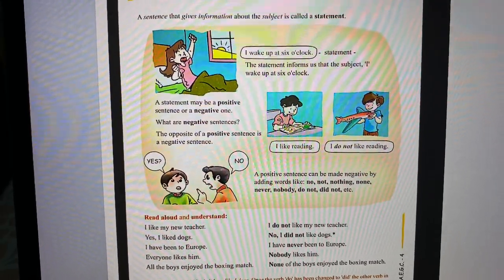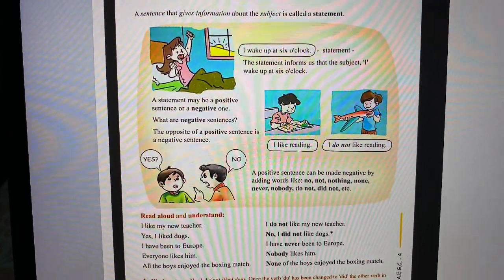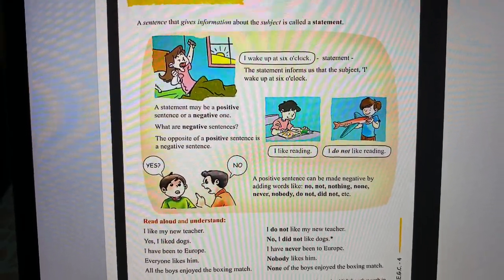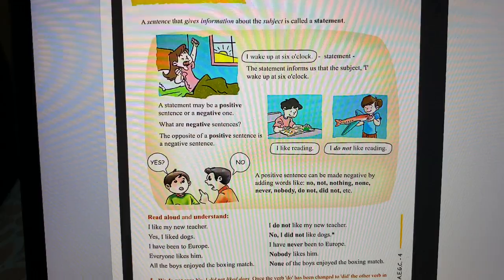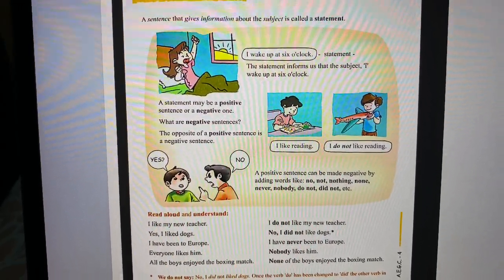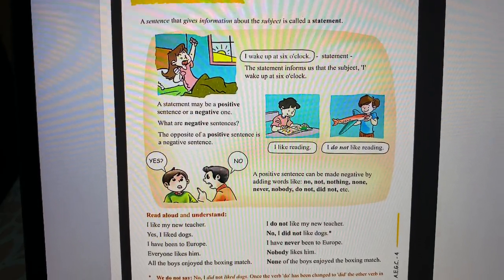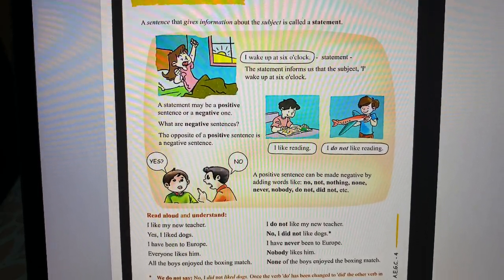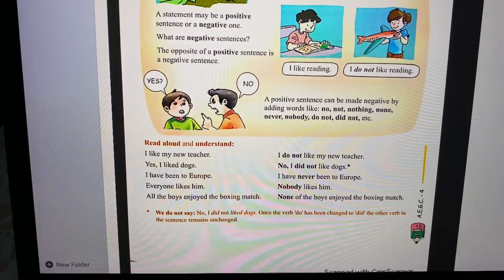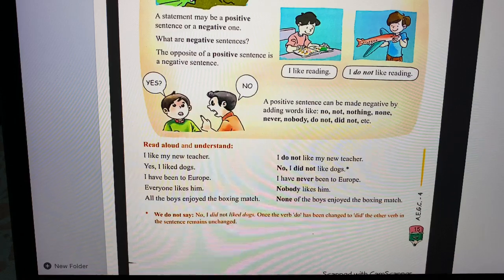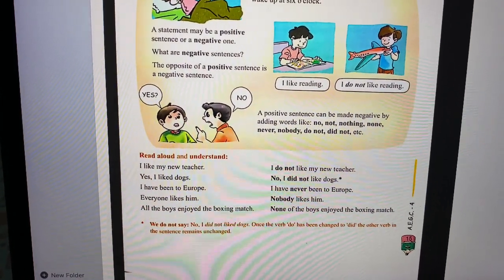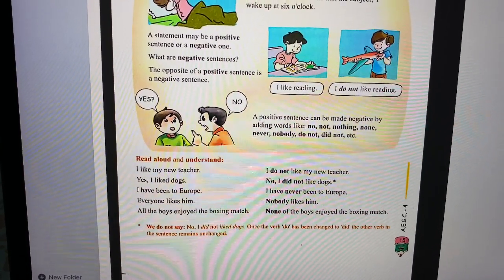I like reading. This is a positive sentence. And I do not like reading is a negative sentence. A positive sentence can be made negative by adding words like no, not, nothing, none, never, nobody, do not, did not, etc. Right? So it says over here, read aloud and understand. I like my new teacher. To turn this into a negative sentence, it says, I do not like my new teacher.